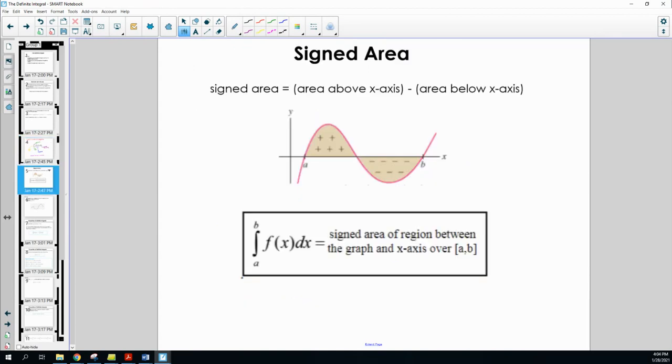Definite integrals are used for finding the area under the curve, and we have to make sure that we pay attention to the signed area. We've talked about this before. Signed area is the area above the x-axis minus the area below the x-axis. So anything above the x-axis is positive, anything below the x-axis is negative. If I have the integral from a to b of f of x dx, this is really just calculating the signed area underneath the curve on the interval from a to b.